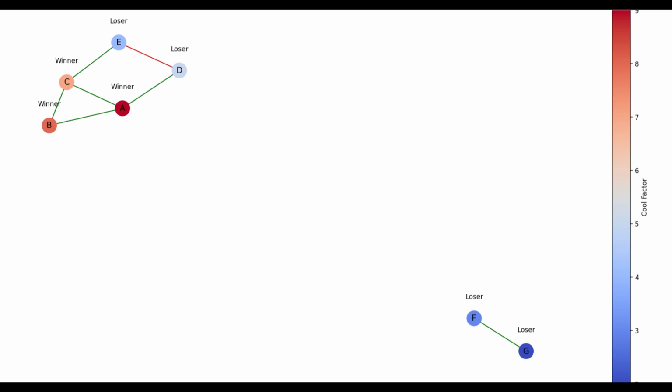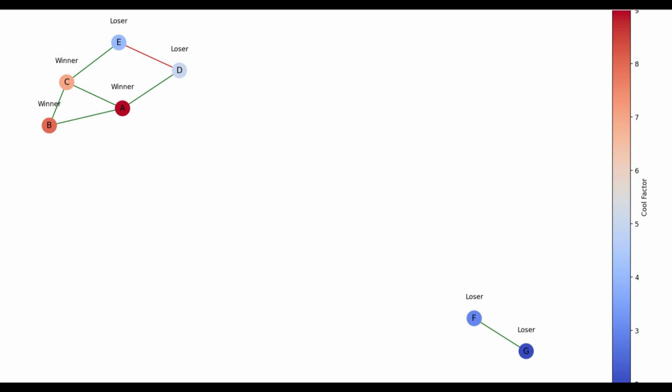Construct the network. Create a graph where nodes represent individuals and edges represent the relationships. Assign weights to the edges based on the strength of the relationships. Analyze the network. Centrality measures: identify key individuals using centrality measures such as degree centrality, number of connections, betweenness centrality, bridge between different groups, and closeness centrality, how close an individual is to all others.